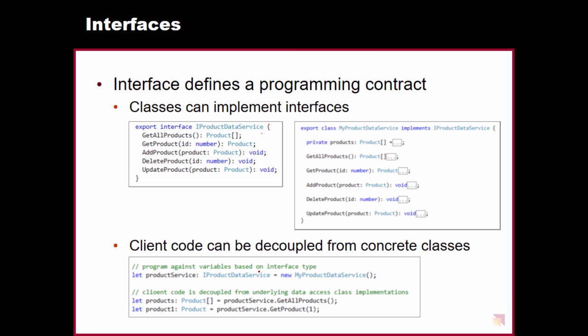So the idea is the interface defines a programming contract apart from any concrete implementation, and then I can create as many classes as I want that implement the interface. And when we write client-side code against the interface definition, we're able to basically remove one concrete class and put in another, kind of a plug-and-play mentality, because they all implement the same programming contract.